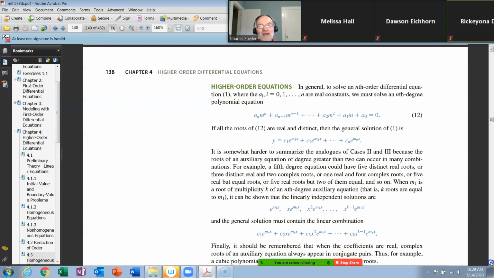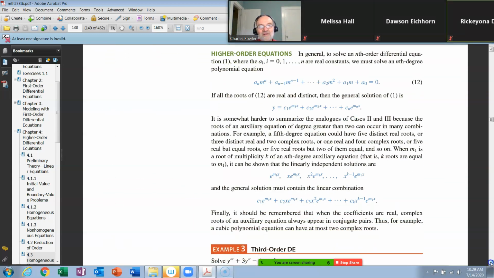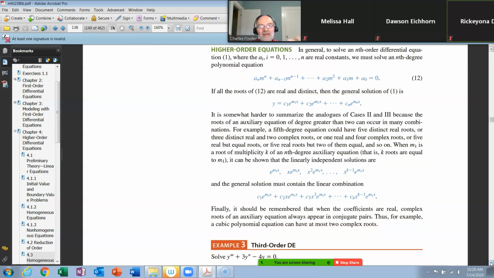So let's go to higher order equations. Okay. Now again, remember we're going to have constant coefficients, so your a sub n minus 1, a sub n minus 2, all the way down to a sub 3, a sub 2, a sub 1, a sub 0, all constants, no functions of x. They could be any kind of constant, positive, negative, fraction, decimal, rational, irrational. They could even be 0, except for your a n. It can't be 0, but it could be anything else.